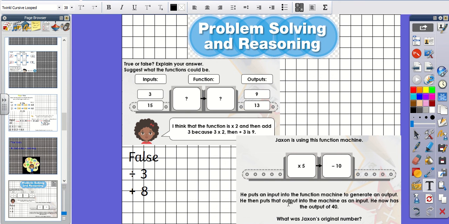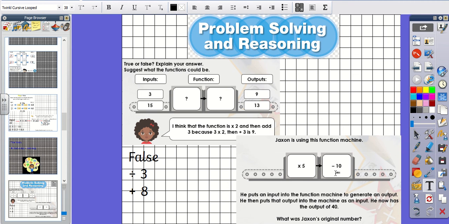Okay, let's move on to Jackson's question then. So Jackson is using this function machine. So we put times 5, subtract 10. He puts an input into the function machine to generate an output. He then puts that output into the machine as an input. He now has the output of 40. What was Jackson's original number? So he puts the number through the machine once, and then he puts the output back in the input and it comes out with 40. So let's go backwards.